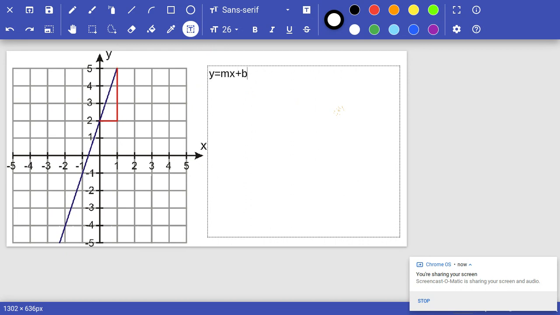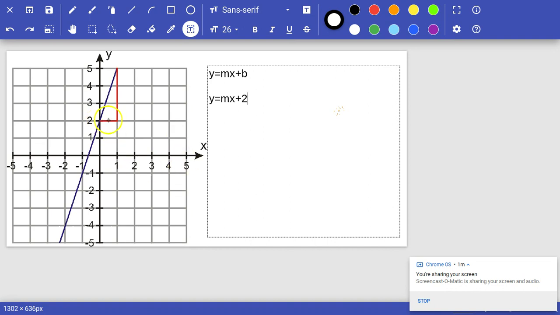That's how we say it in Mr. Judy's class, at least. And the m is your slope, and b is the y-intercept. You just need those two things to write an equation. So let's go ahead and find our b value. That's the easy one on a graph. Where does it cross the y-axis? Right here at 2. Crosses through at 2. So we're going to have y equals mx plus 2.